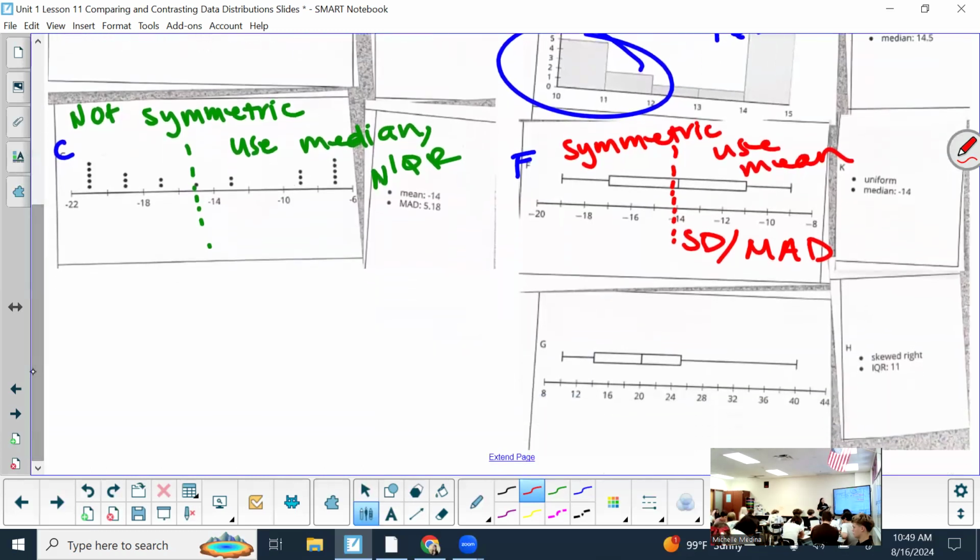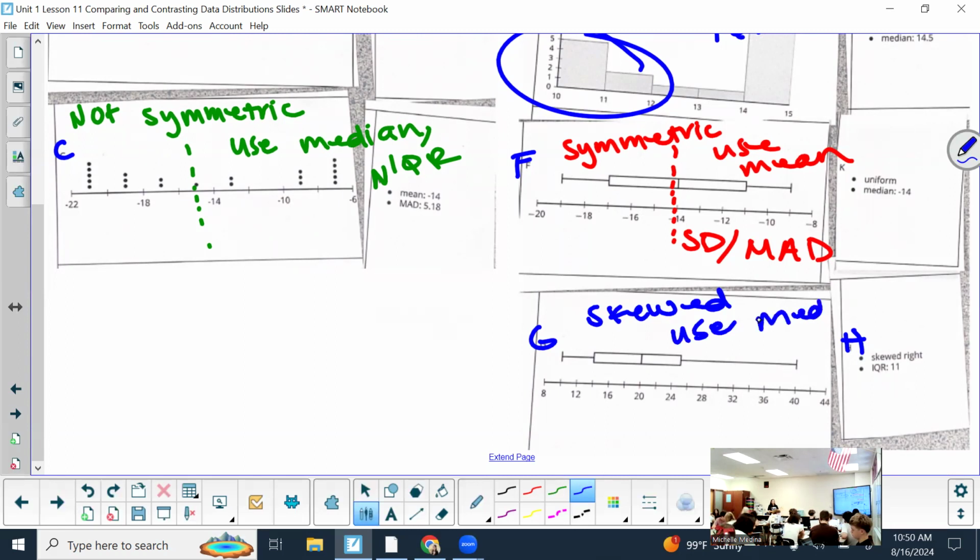Last one, box plot G must go with description H. This is what it looks like when a box plot is skewed to the right. This 25% of the data is more spread out. Let me ask you this first, is it symmetric? No, it is skewed. Therefore, should we use the mean or median? Median. And then for variability, should we use IQR, standard deviation, or MAD? IQR.